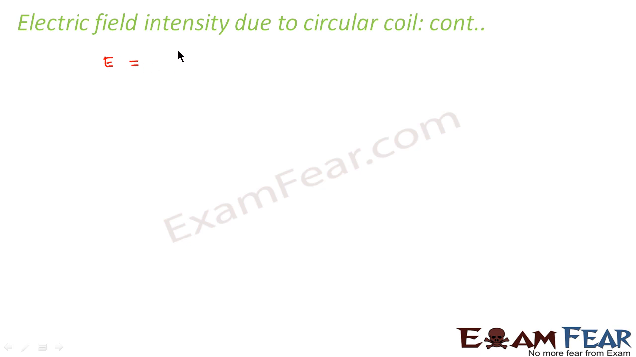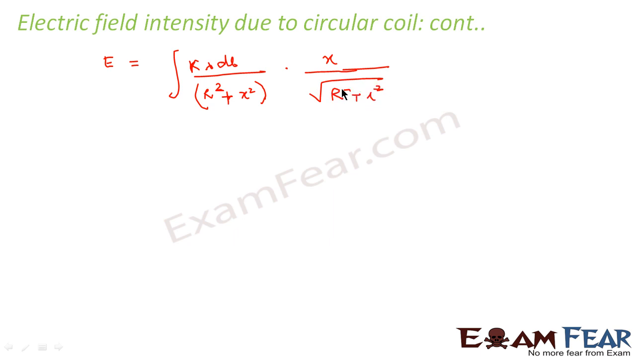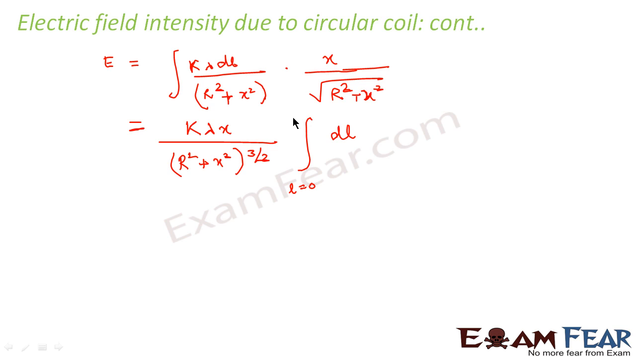therefore, electric field can be written as integration k lambda dl divided by r square plus x square into, instead of cos theta, we write it as x divided by root over r square plus x square. So from this you can write k lambda x divided by r square plus x square to the power 3 by 2, because r is constant, which is radius of the coil. X is also constant because we know at what point we have to find out the electric field. So only variable here is your dl. So this is integration dl. So l will vary from 0 to 2 pi r.